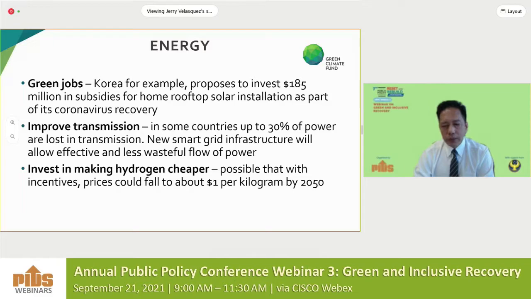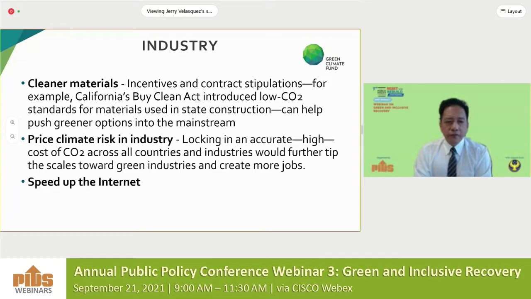How about industry? Cleaner materials. Now, it's very difficult to shift materials, but there are examples. California's Buy Clean Act introduced low CO2 standards for materials across the state, and it can actually push greener options into the mainstream. So the government has a role. Pricing climate risk in industry, locking in an accurate high cost of CO2 across all countries. There are some countries within Asia that are actually testing this, piloting this in specific industries voluntarily. Speeding up the internet is actually a very good thing to do as well in industry.